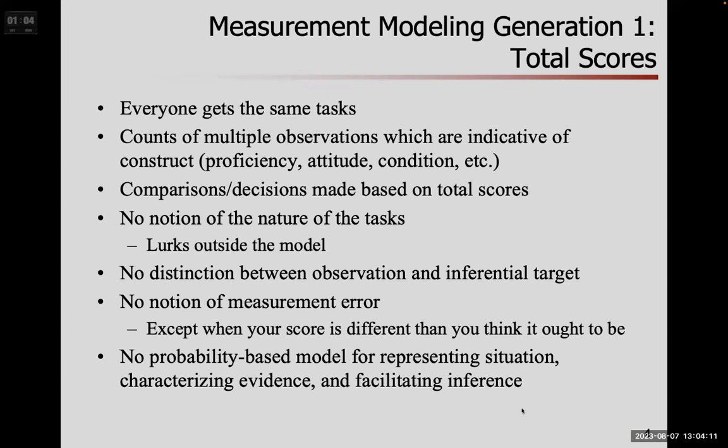There's no distinction here between the observation, the total score, and what I'll call the inferential target, what we'd really like to know. There's really no notion of measurement error, except when your score is different than you expect or want it to be. There's no probability-based reasoning at all for characterizing the evidence that you have or facilitating inference.